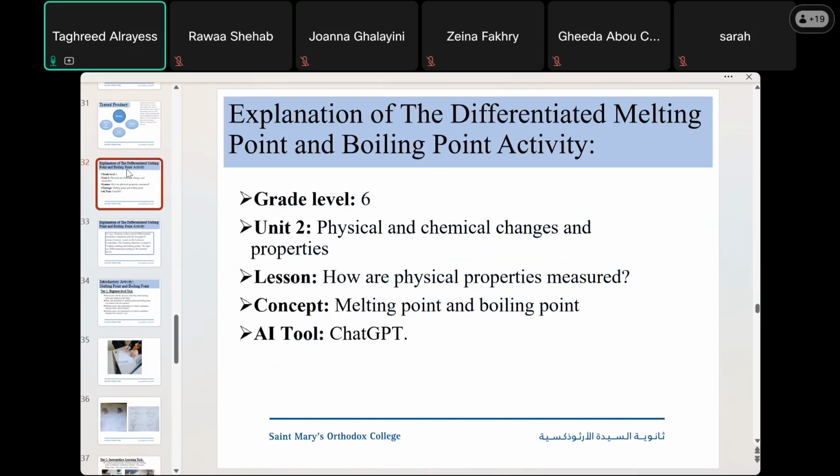Hello again. To add on to what Taghreed has presented about tiered content using AI, I will be focusing on differentiating the process of learning using ChatGPT as an AI tool. So I used ChatGPT to generate an activity for grade 6 learners to introduce melting point and boiling point as a first concept in our second unit, physical and chemical changes and properties.